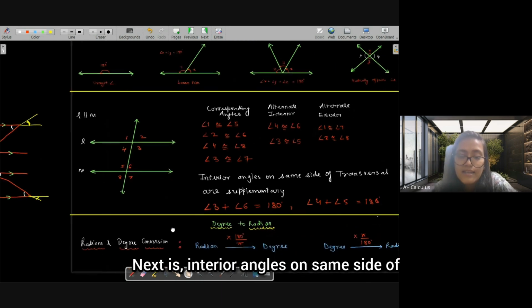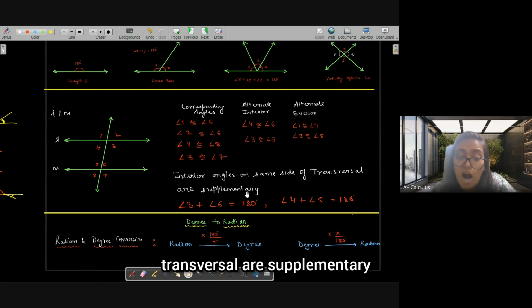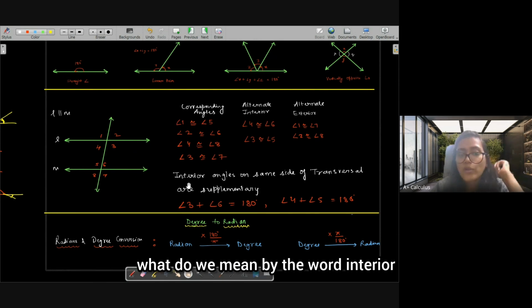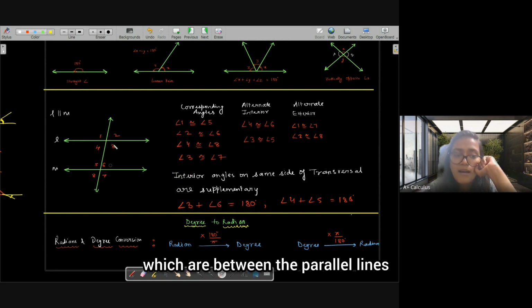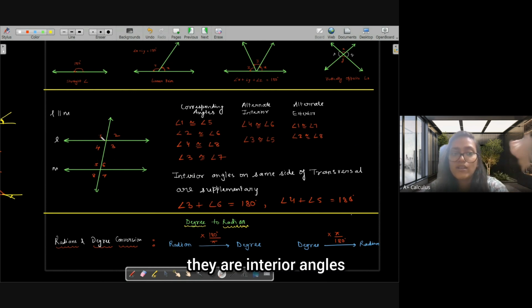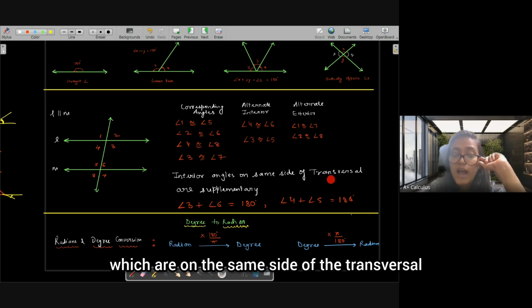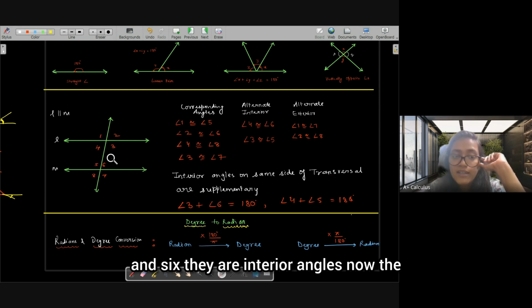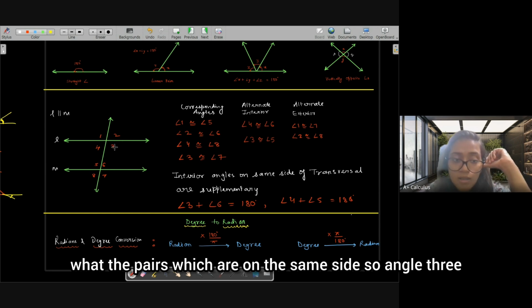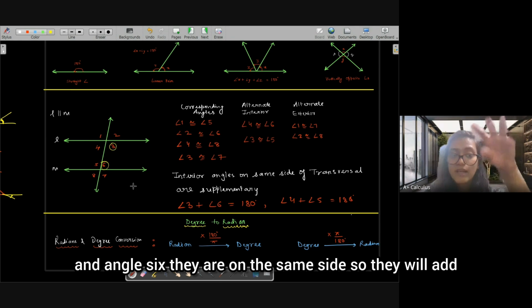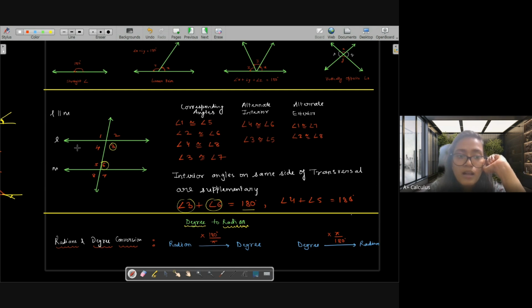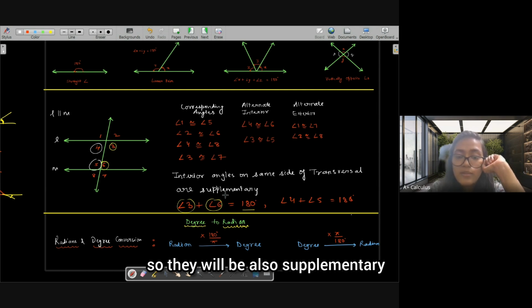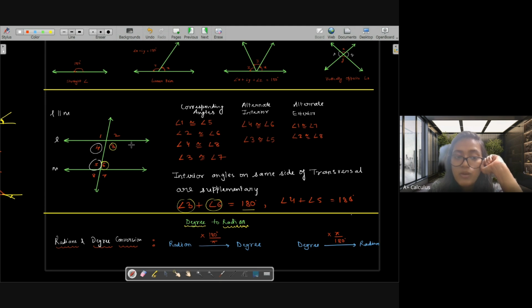Okay, next is interior angles on the same side of the transversal are supplementary. First of all, you need to understand what we mean by the words interior and exterior. The word interior means the angles which are between the parallel lines. So angles 3, 4, 5, 6 are interior angles, and angles 1, 2, 7, 8 are exterior angles. Now the interior angles which are on the same side of the transversal: angle 3 and angle 6 are on the same side, so they will add up to 180 degrees. Similarly, angle 4 and angle 5 are on the same side, so they will also be supplementary. That means their sum will be 180 degrees.